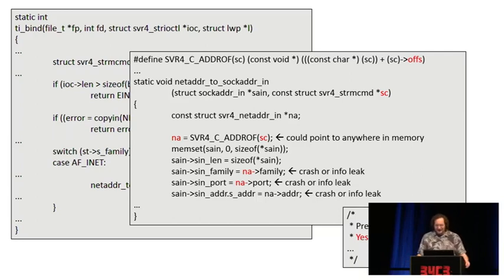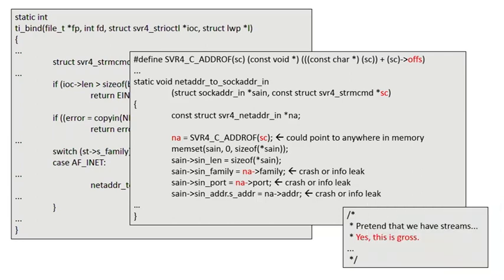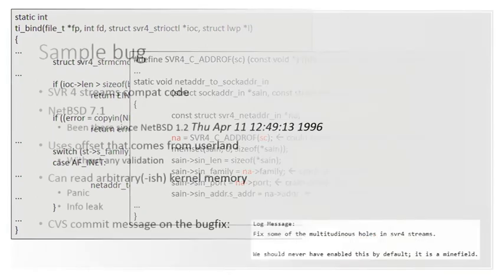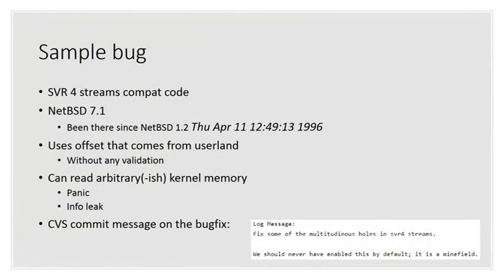But the really interesting thing about this code is if you scroll all the way up and look at the comments, it says, yes, this is gross. So they know their code sucks. This code has been around since 1996. So it's been there for 20 years. I mean, there may be people in the room that are younger than this bug. Yeah, this is really crappy code, and this is what Theo meant when he said compat code rots really quickly.